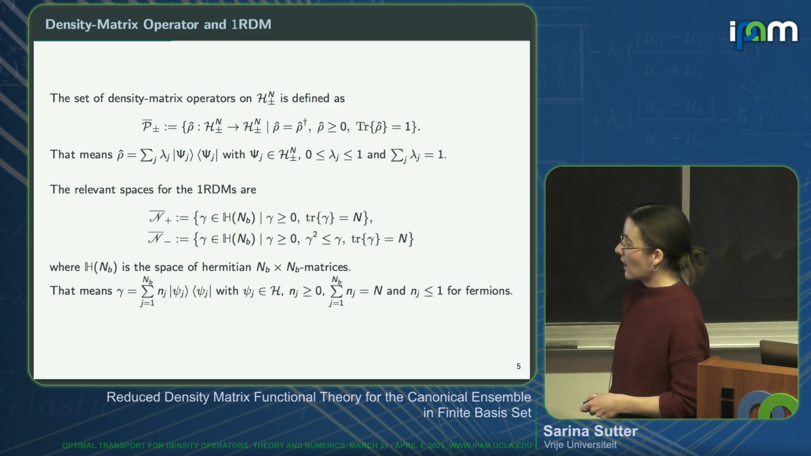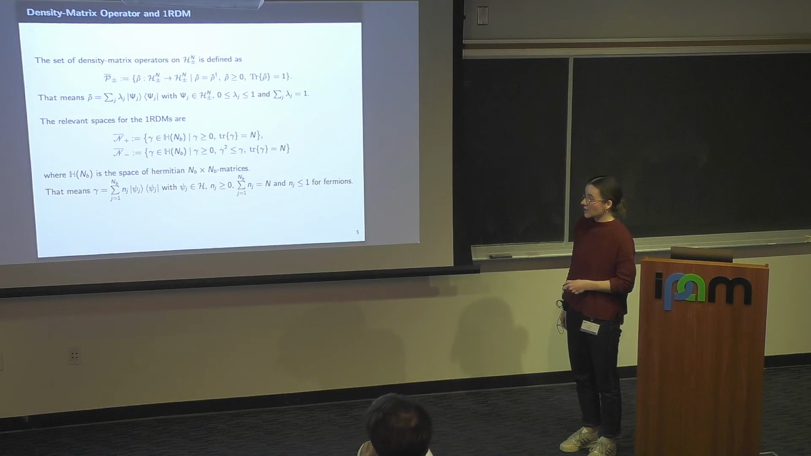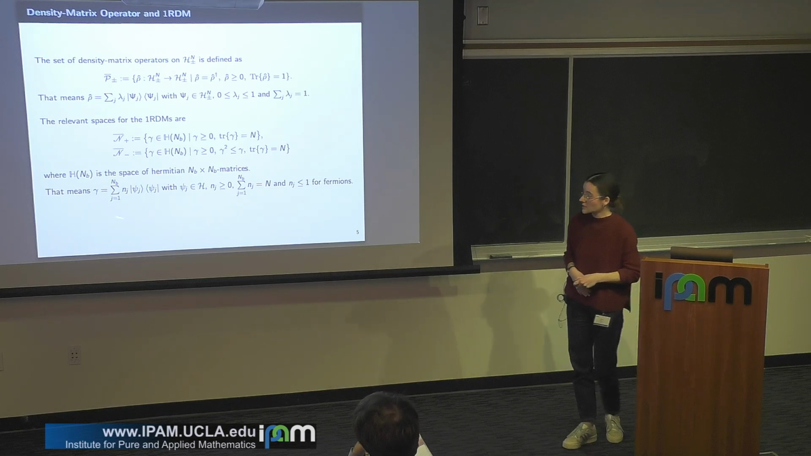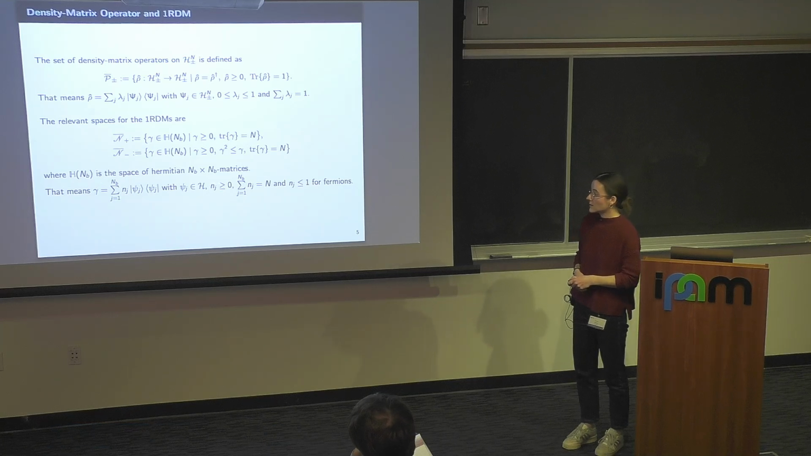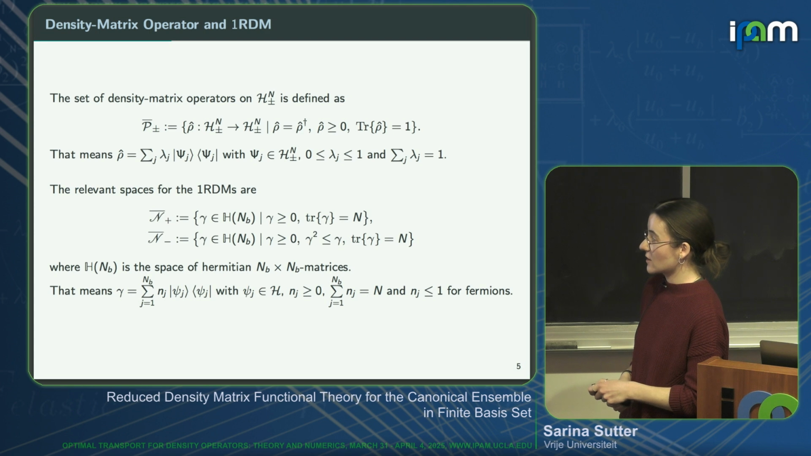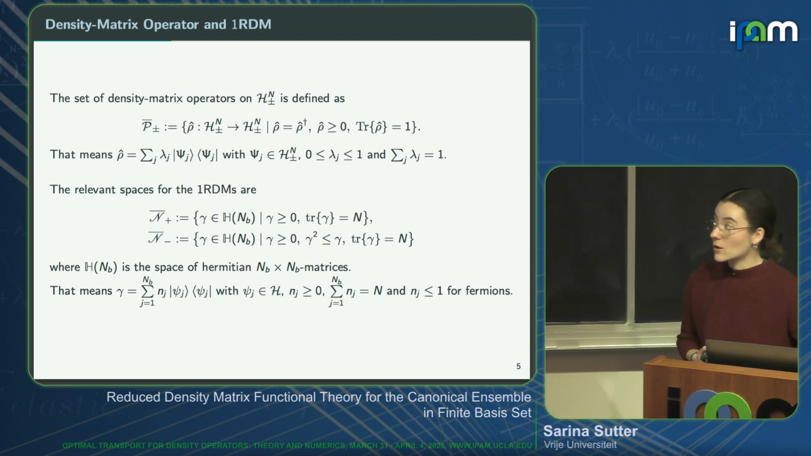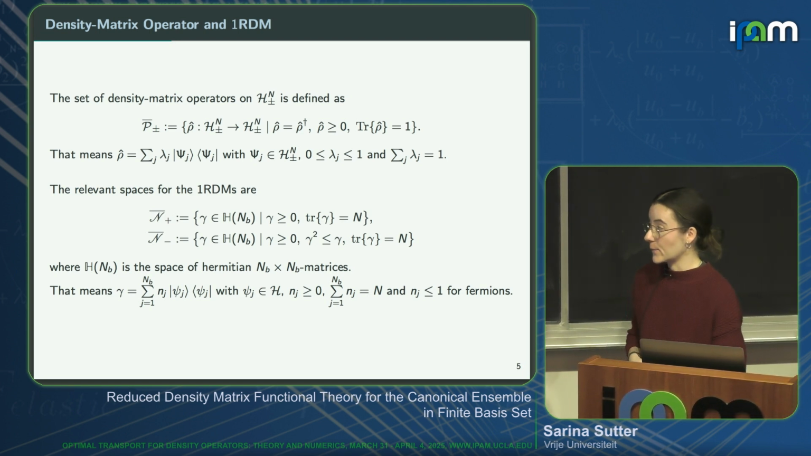And now if we again have a look at the spectral decomposition, the 1-RDM looks like this. These N_j are called natural occupation numbers, and the psi_j's are the natural orbitals. The condition that the 1-RDM is greater or equal than 0 means that the natural occupation numbers are greater or equal than 0. This is our normalization constant.